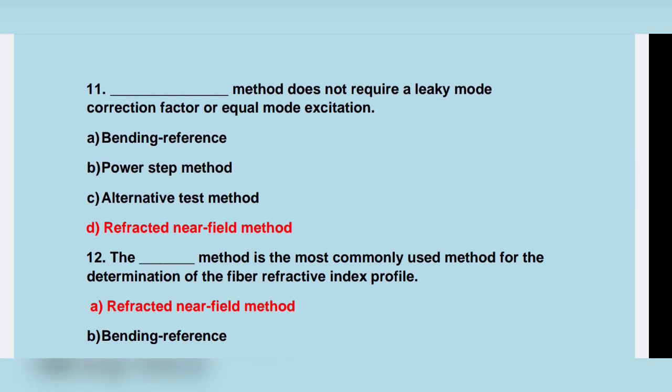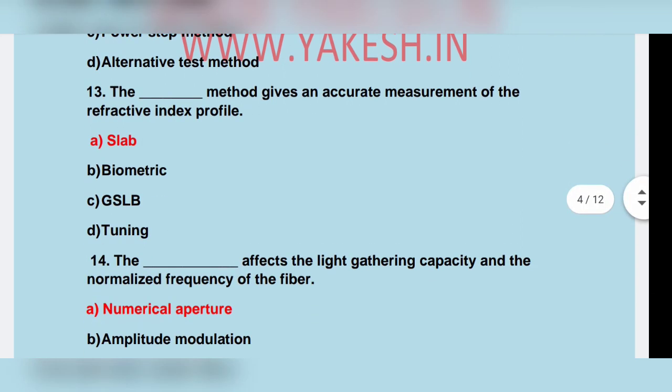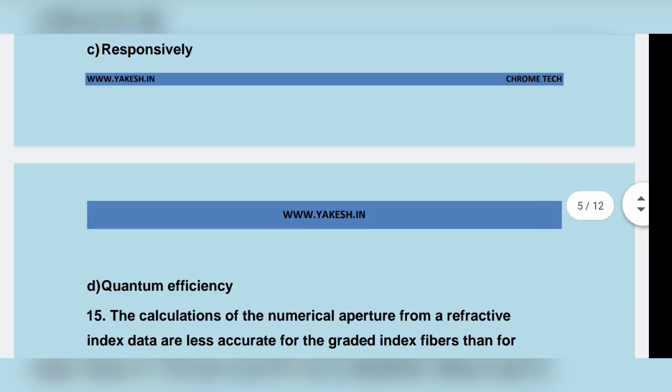Dash method does not require leaky mode correction factor or equal mode excitation. Option D. Refracted near field method. The dash method is the most commonly used method for the determination of the fiber refractive index profile. Refracted near field method. The dash method gives the accurate measurement of the refractive index profile. Option A. Slab. The dash affects the light gathering capacity and the normalized frequency of the fiber. Numerical aperture. Option A is the correct answer.